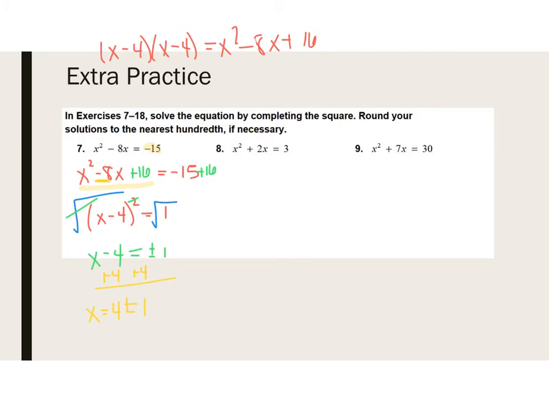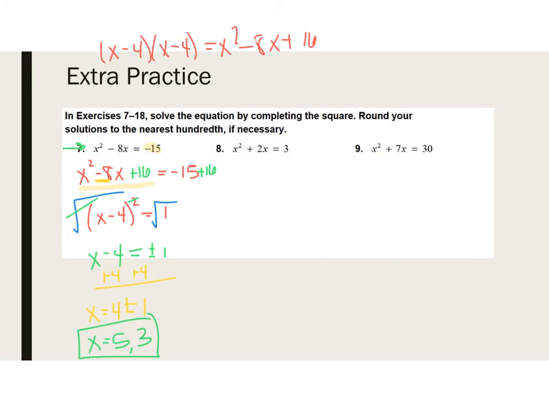And then you're going to look at your 2 cases. You're going to say what's 4 plus 1, and that's going to be 5. And then you're going to say what's 4 minus 1, and that's going to be 3. Okay, if you want to check, you should be able to put 5 and 3 back up here in the original problem, and they'll both work. All right, so let's look at number 8, and then I'm going to leave you number 9.